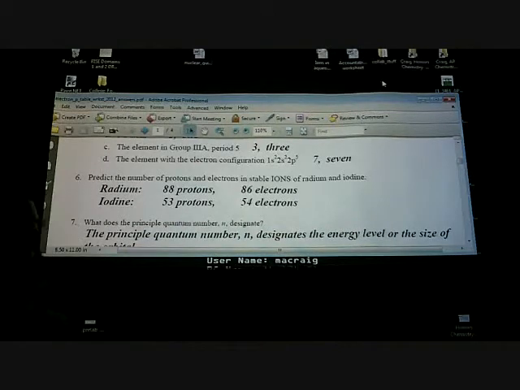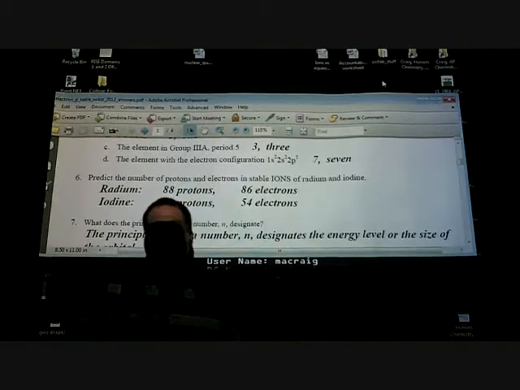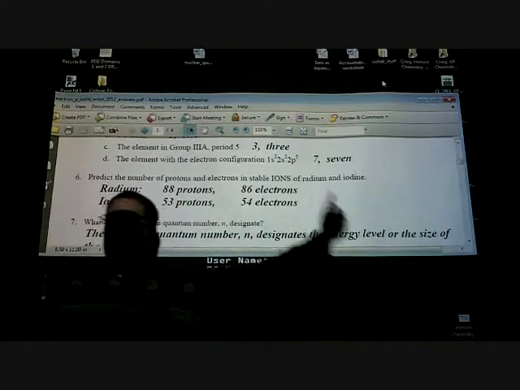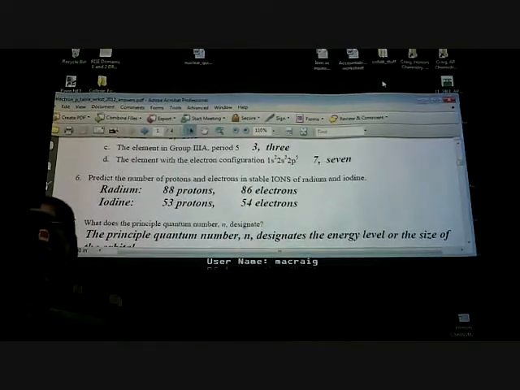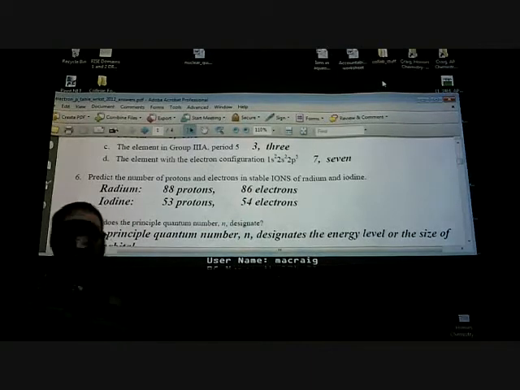Was that Hund's rule? No, Hund's rule states that we're going to drop electrons closest to the nucleus, or in the lowest energy levels, before we fill them in the higher. So Heisenberg is the one that's the uncertainty. And then you've got Pauli: they can't spin the same way. They don't spin in the same direction.